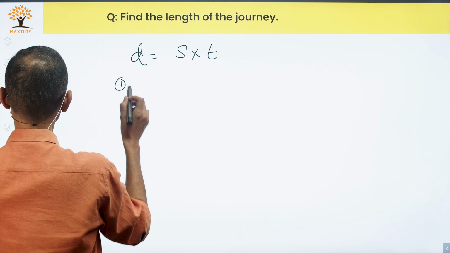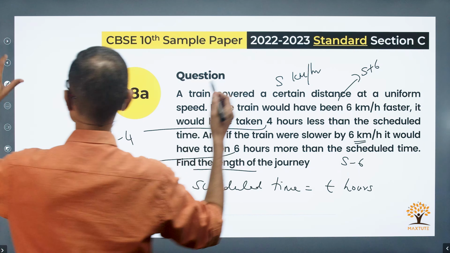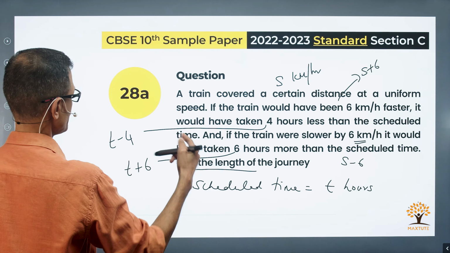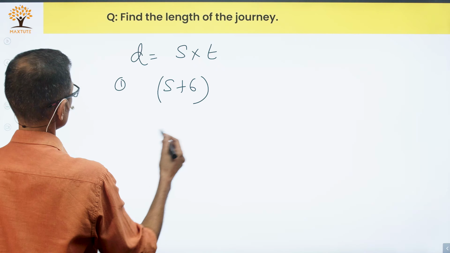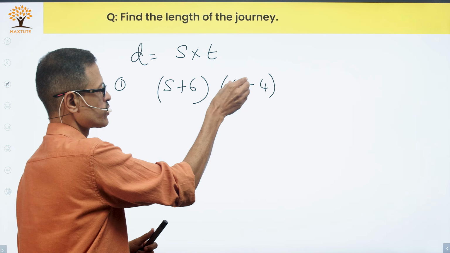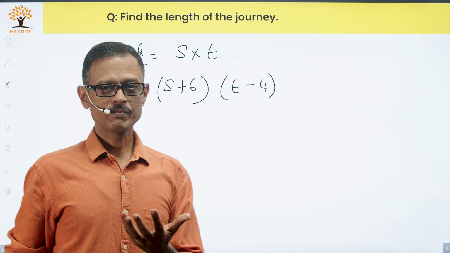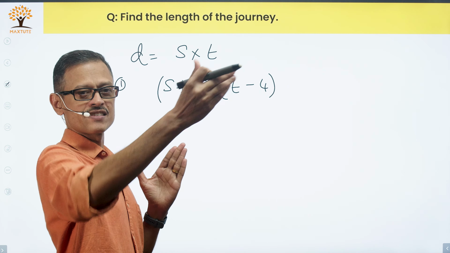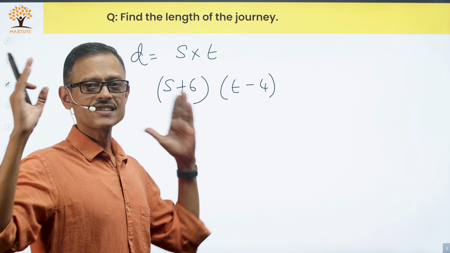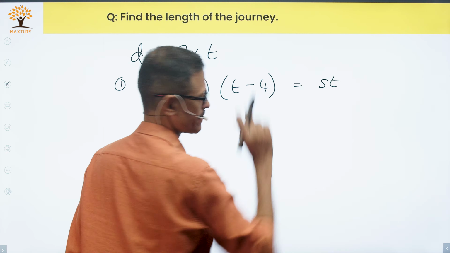We're going to look at scenario 1 that they mentioned. If it traveled at 6 kilometers faster, which is s plus 6 kilometers per hour, it would have taken 4 hours lesser time. So that basically translates to t minus 4. So at this speed, it's going to take so much time. Distance covered is that speed into the corresponding time. But the distance traveled is the same, irrespective of the speed at which you traveled and the lesser time or more time you took. Distance covered is the same. So s plus 6 into t minus 4 is equal to st.